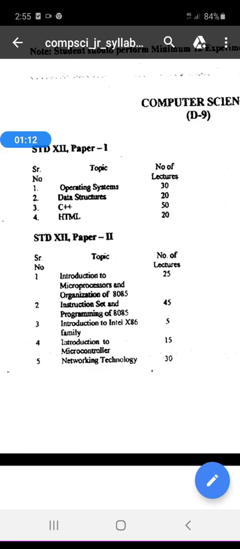The third topic is C++ programming. So we have to study C++ in detail, right from the library of C++ to object oriented programming, including programming with classes, programming with constructor, destructor, then programming using pointers, functions, arrays, etc.